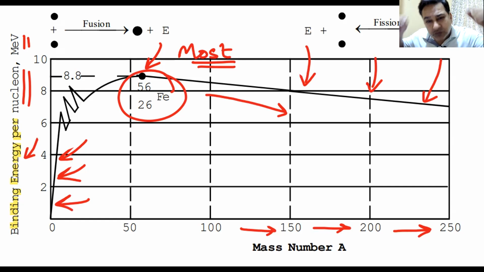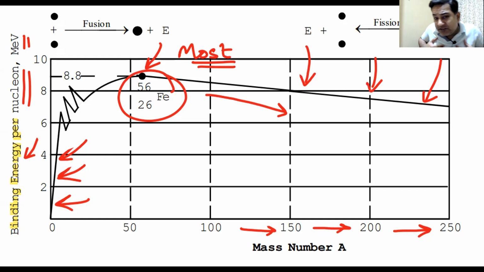Every nucleus also wants the same thing. It also wants to be stable. But as you can see from this diagram, and you might not understand it yet, we'll come back to it maybe two classes from now, when the nucleus becomes very big, it becomes less stable. Do we understand this? Yes, sir. When the nucleus becomes very large, it becomes less stable.